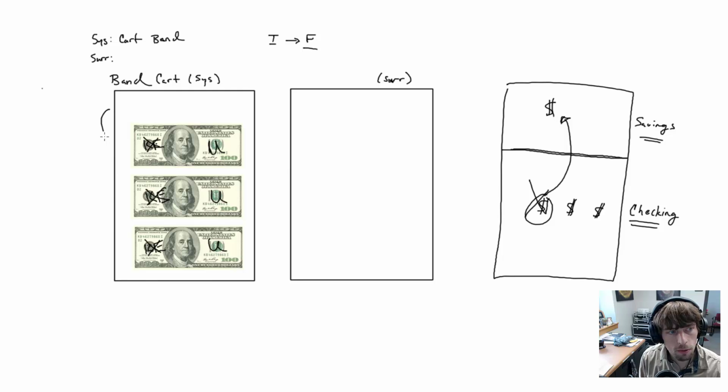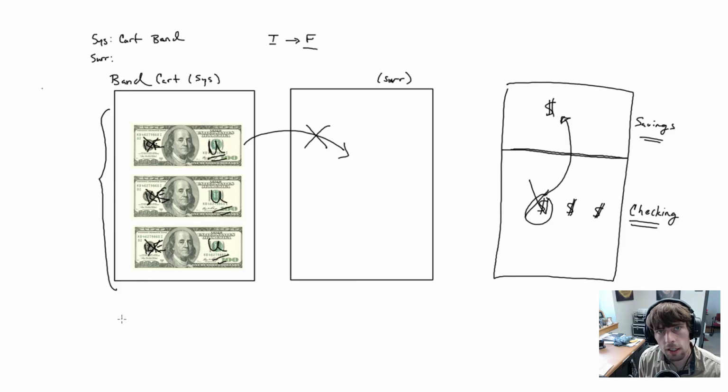Same idea over here when we're talking about the band cart system. It's not that you're losing money into the surroundings. That's not what's going on here. Okay? Rather, you're simply changing where the money's located. You're putting it into potential energy instead of the kinetic energy. Okay? Good?